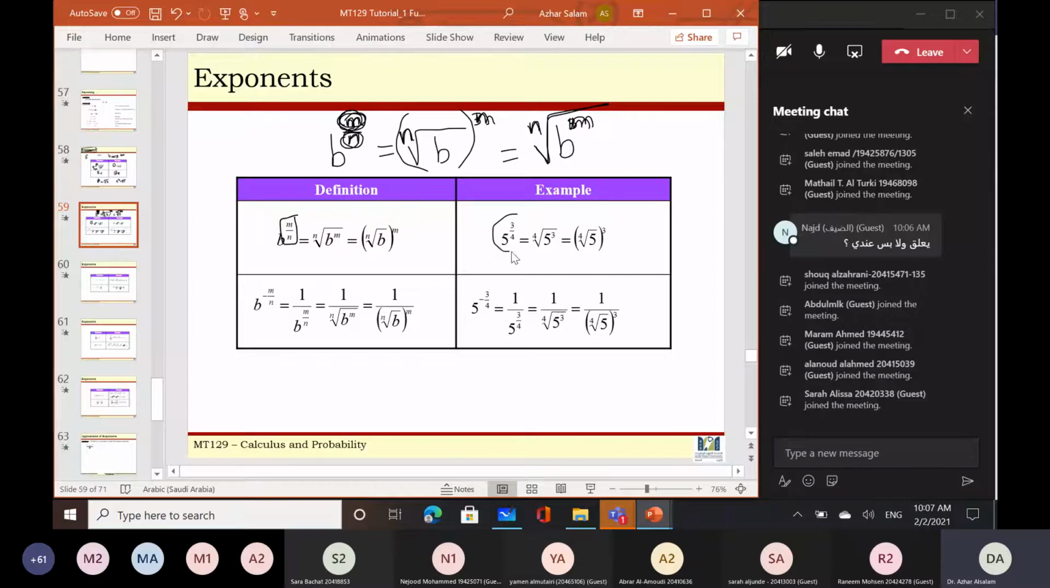For example, if I have 5 to the power 3 over 4, I can write it as the fourth root of 5 to the power 3. So here I begin with the power 3 first, then the 4 in the denominator, or I take the root first, then to the power 3. Okay. Also, I have here a minus. This is the same case, but with a minus. Any minus, for example here b to the power minus 1, the minus here means that b is in the denominator.